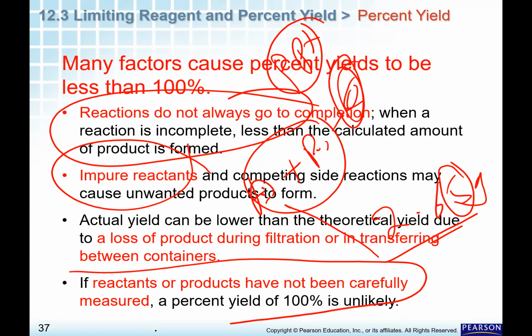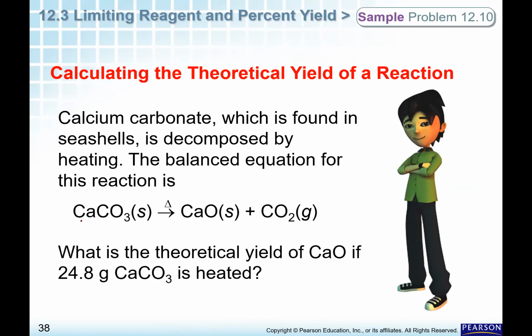Then the last one is personal mistakes, which is when you are weighing the reactants or weighing your product, you make some mistakes, and those mistakes are always on the lower side. Okay. Here's the example that we will discuss today, which is calcium carbonate, your friend over here, the solid, which is found in seashell, is decomposed by heating.